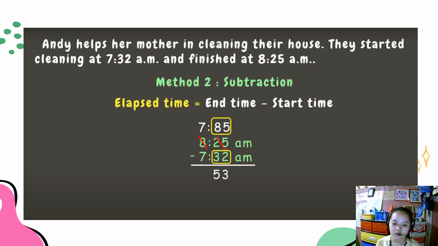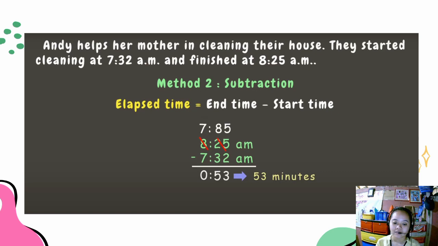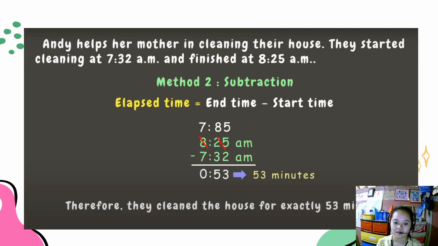So all in all, the elapsed time is still 53 minutes. Even though we used different methods, we still got the same answer. So it's up to you if you are comfortable solving with a number line or with subtraction. It's up to you which method you are going to use in finding the elapsed time. So therefore, they cleaned the house for exactly 53 minutes. That is the answer to our problem.